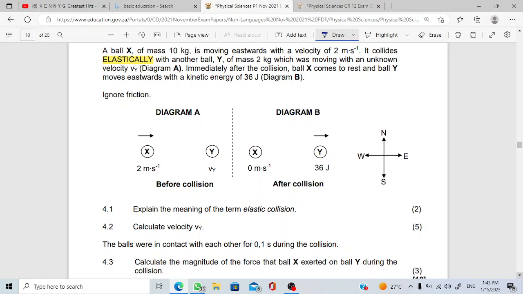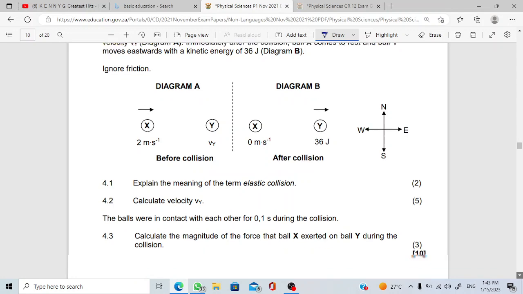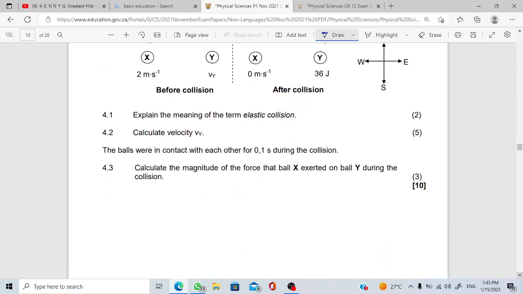What is the term elastic collision? When we talk about an elastic collision, we are talking about a collision whereby the total momentum and the total kinetic energy are both conserved. So that is the definition of elastic collision. The total momentum and total kinetic energy of a closed system remain conserved. That is the elastic collision. I hope you guys will write it down.